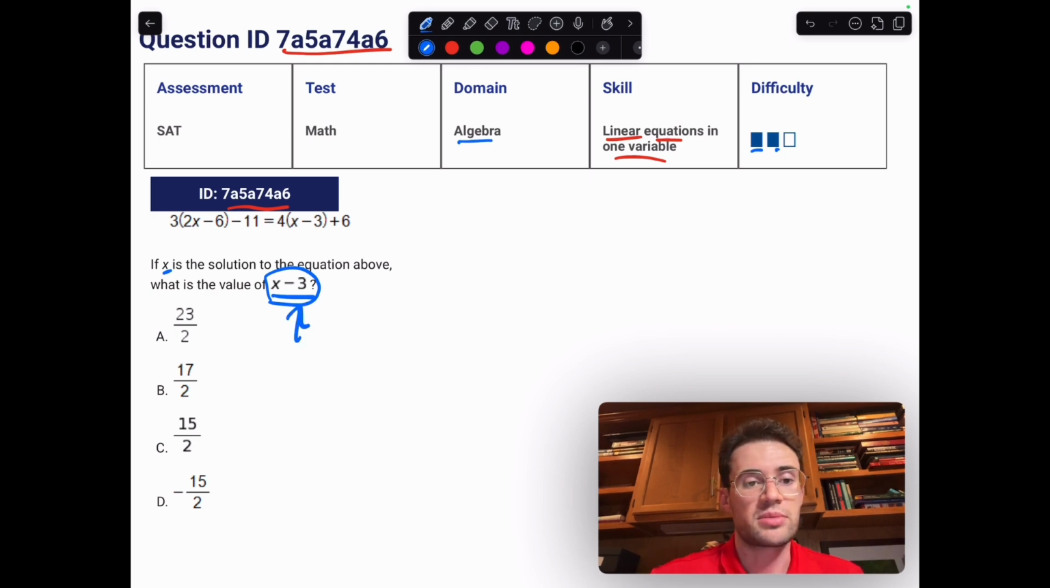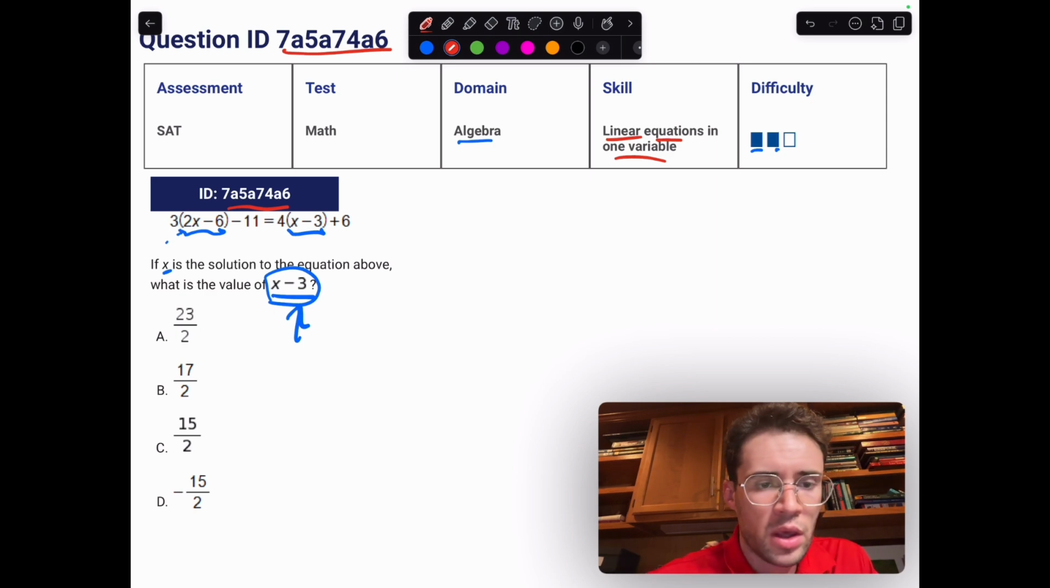So whatever you get for x, make sure you get x minus 3, or you can see there's an x minus 3 here. This can be turned into x minus 3. So you can solve it without actually solving for x. I'll show both ways. So I'll start by doing the way that you don't solve for x, and then I can show you how you do it with x.